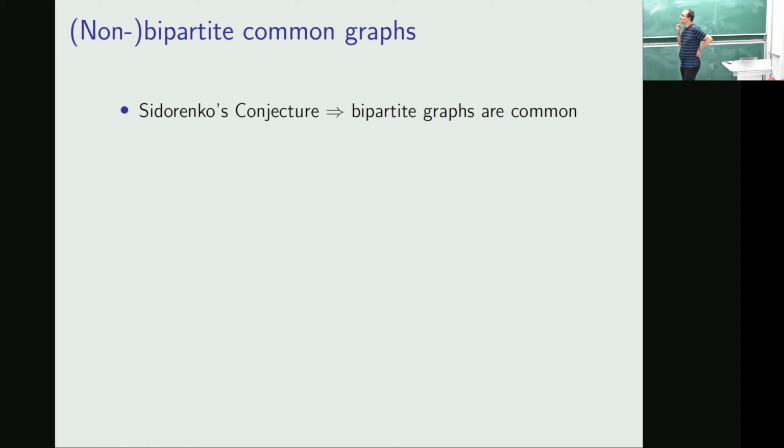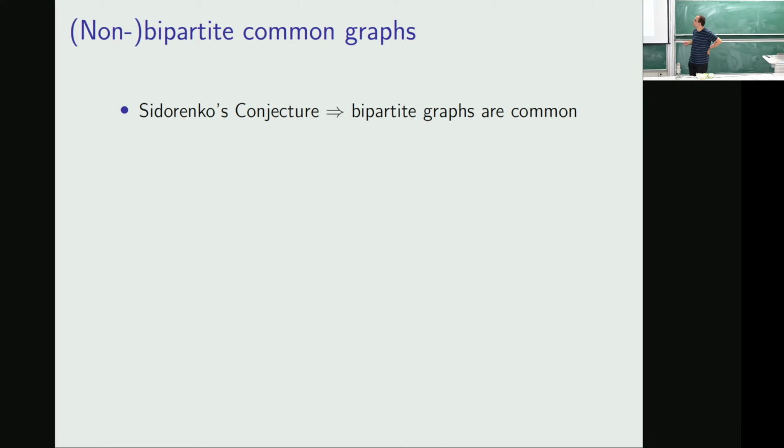Sidorenko's conjecture actually says that if I have a graph of a certain density, then the number of copies of a bipartite graph will be at least what is given by the density. So if I have a red and blue coloring, the number of copies will be at least the density of red to the power of the number of edges plus the density of blue, and by convexity I immediately get that any such graph should be common.